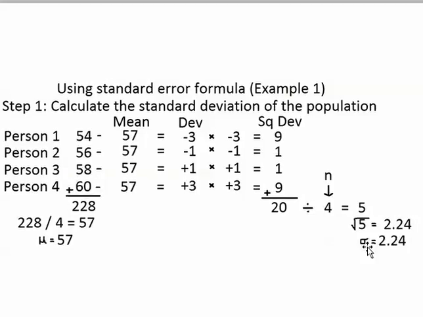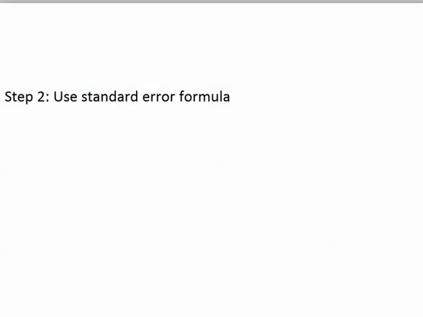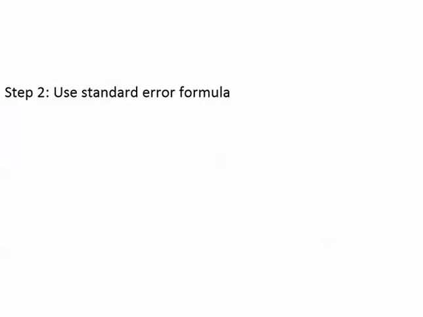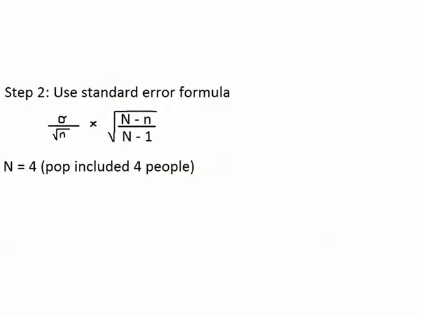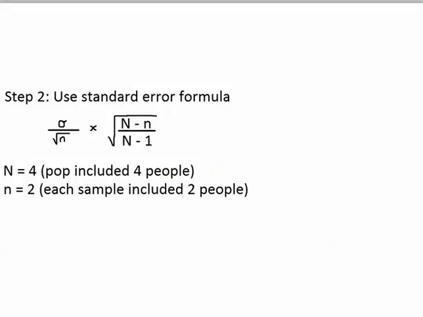That's sigma. And since we know what the population standard deviation is, we can plug in all of the numbers into the standard error formula to get the standard error. So we know that our population size is 4, because I was taking a sample of 2 people from a population of 4. We want to find the standard error for the sample size of 2. In other words, we want to find the standard error for all possible samples of 2 people. So our sample size is 2.